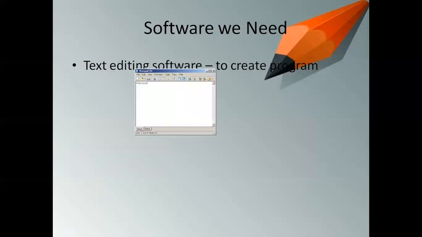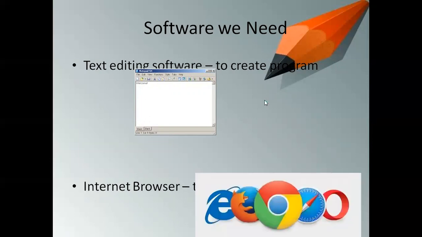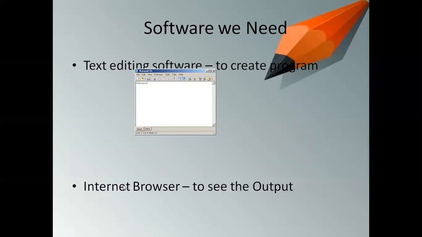Now next, you need softwares. So two softwares you need. One is text editing software to create the program, and the other is a browser software, an internet browser, to see the output. So for creating an HTML program, you need one text editing software, and to open and see the result of that program, you need a browser software.